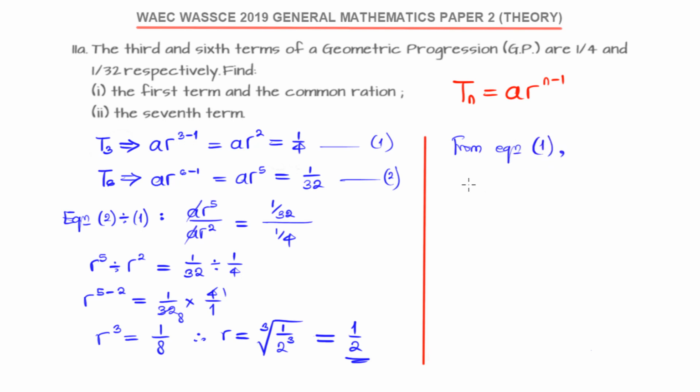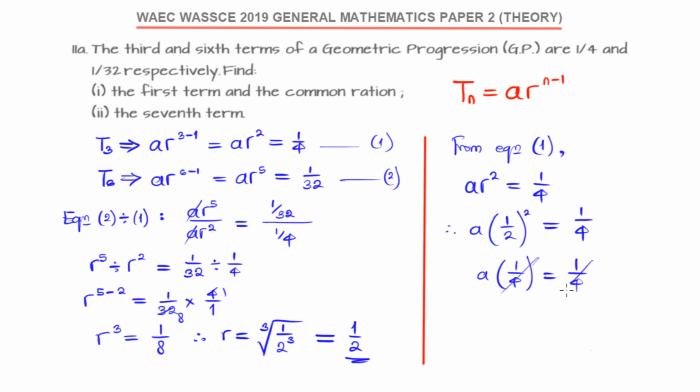So if we use the equation 1, r raised to the power 2 is equal to 1 over 4. So instead of r, we have 1 over 2 raised to the power 2 is 1 over 4. Now 1 over 2 raised to the power 2 is 1 over 4. And that means those 1 over 4s will cut out and a will be gotten to be 1. So the first term is 1. The first term a is 1. And then the common ratio r will be 1 over 2.